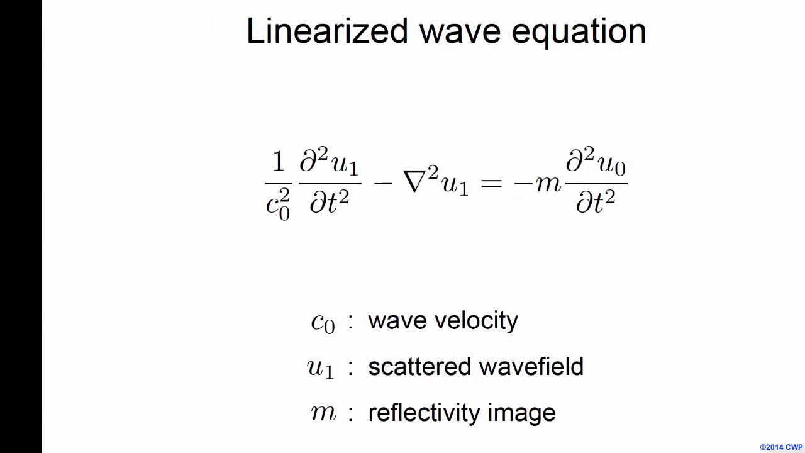We can write a similar equation for the singly scattered wave field u1. And in this equation, c naught again is the smooth velocity, u1 is the scattered wave field, and m now is the reflectivity image that we seek to invert for. When we synthesize data by solving this equation, it's commonly referred to as Born modeling. And this is a linearized equation because u1 is linear in the reflectivity m.